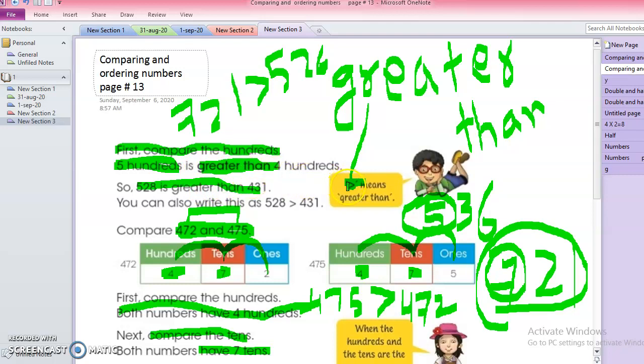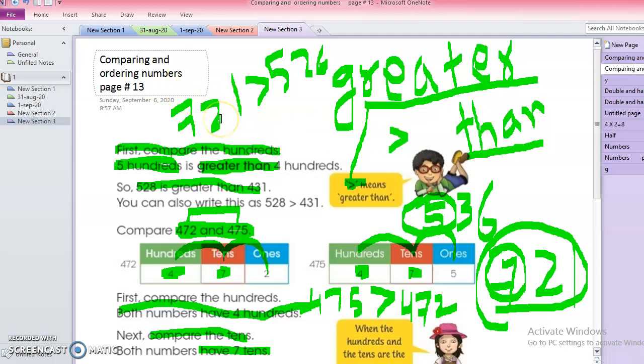Here it is also mentioned that this sign is known as greater than. How do you write greater than? In a symbol you write like this, or you write it in words: G-R-E-A-T-E-R, greater, T-H-A-N, than.